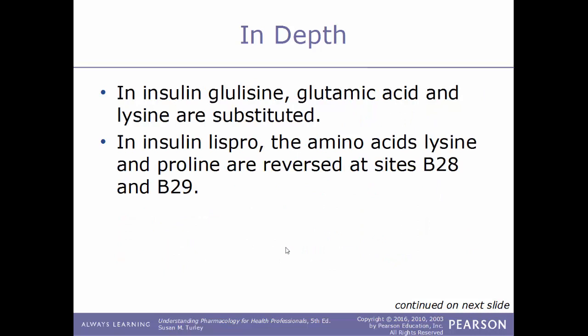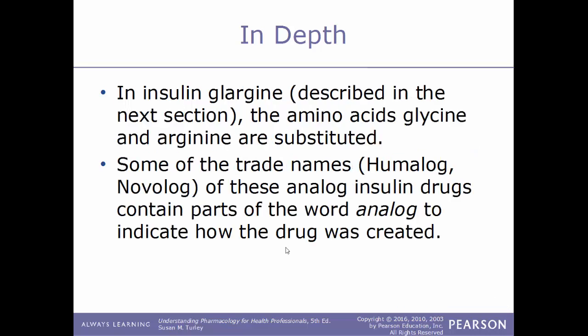In insulin lispro, the amino acids lysine and proline are reversed at sites B28 and B29. In insulin glargine, the amino acids glycine and arginine are substituted. And you'll find that some of the trade names of analog insulin drugs, Humalog, Novolog, contain part of the word analog to indicate how the drug was created.